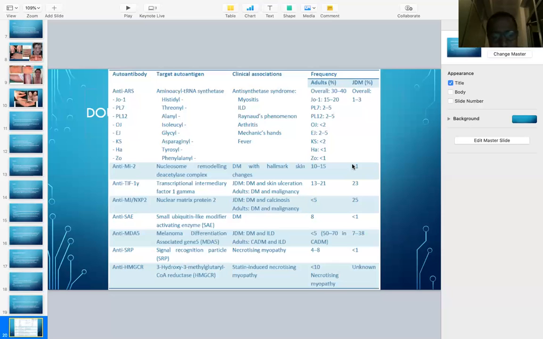This group of patients, clinically, can have muscle weakness, especially both proximal and distal muscle weakness can be seen in this group of patients. Additionally, they are associated with skin lesions and calcinosis. And they are also associated with increased risk of malignancy. The other is the SAE. This anti-SAE is also associated with dermatomyositis, and these patients tend to have extensive skin lesions.